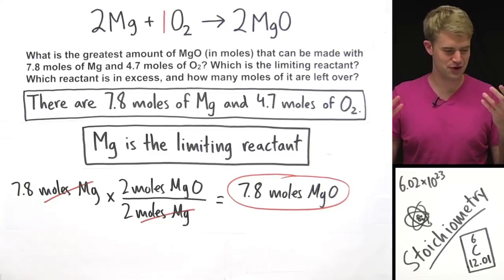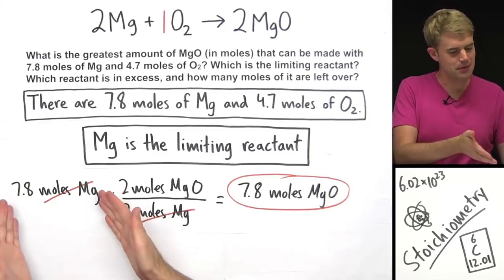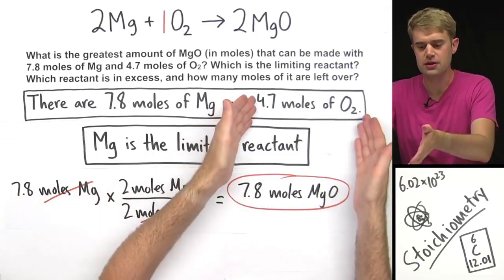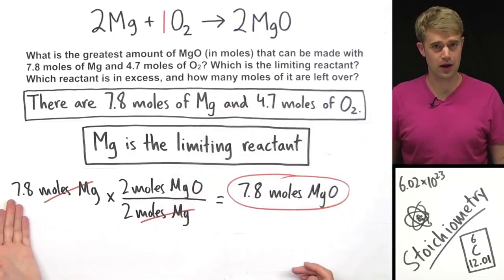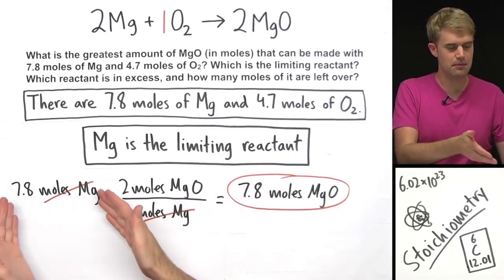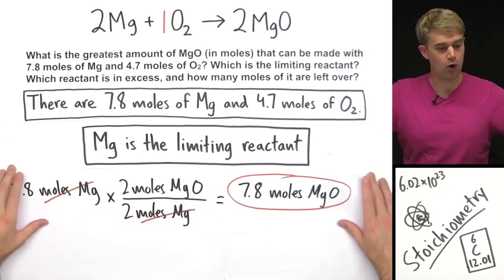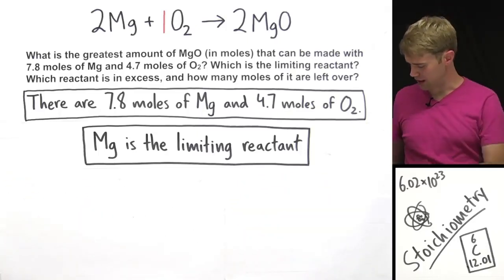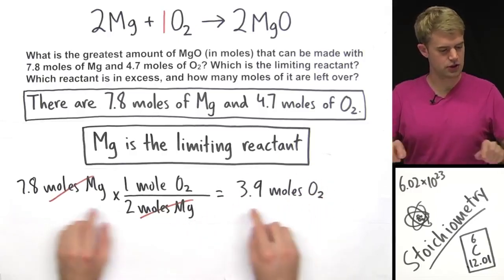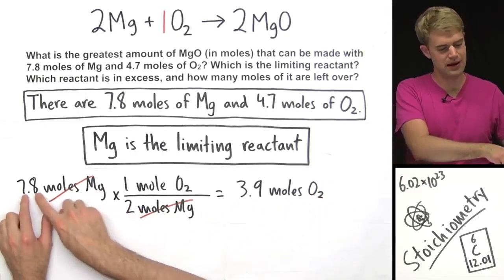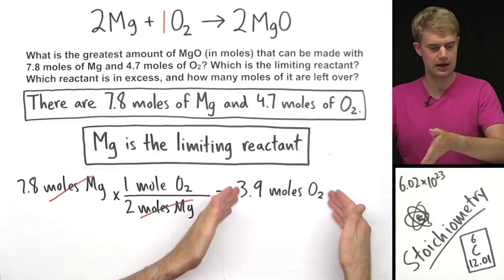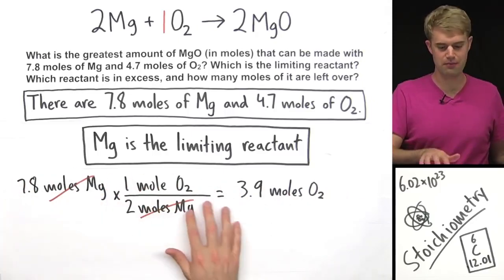How much reactant is left over? Okay? We use the maximum amount of magnesium for making the magnesium oxide, but we don't use the maximum amount of oxygen, okay? So let's figure out how much oxygen we need to combine with the maximum amount of magnesium. Well, we actually already did this. We did this calculation at the beginning of the video, and this is what we came up with. We need 3.9 moles of oxygen to combine with 7.8 moles of magnesium. So this is the amount of oxygen that we're going to need when we're making the magnesium oxide and starting with the maximum amount of magnesium.